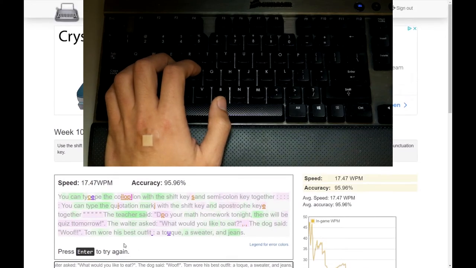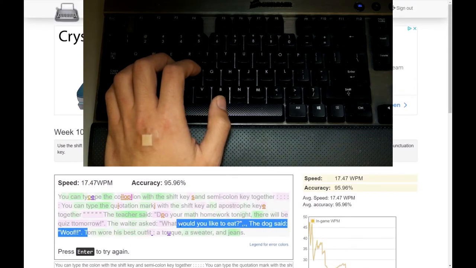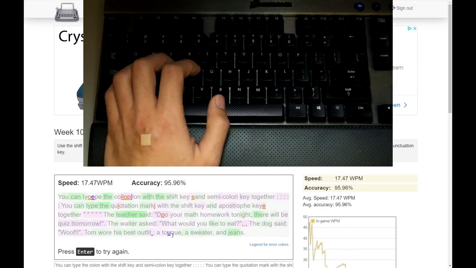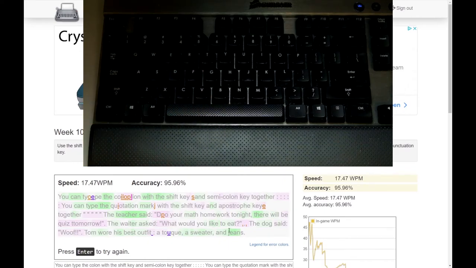Great. So in this last example, Tom wore his best outfit. The colon is used to show what his best outfit is. And his best outfit is a toque, a sweater, and jeans. All right, so we are done. We are done the exercises for all the keys that we need to type sentences with.